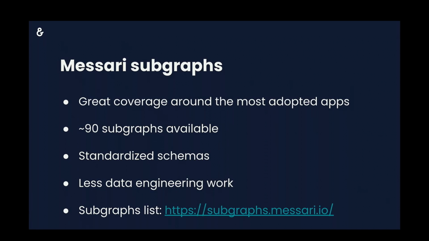So Messari joined the Graph as a core dev team, I think, last year. They got some funding from the Graph Foundation to really build these high-quality subgraphs. And their goal is to eventually write 400 subgraphs. As of now, we have about 90 subgraphs that are production-ready. And the cool thing about it is that their subgraphs are all schema-compatible. What does it mean? Let's have a look at them.